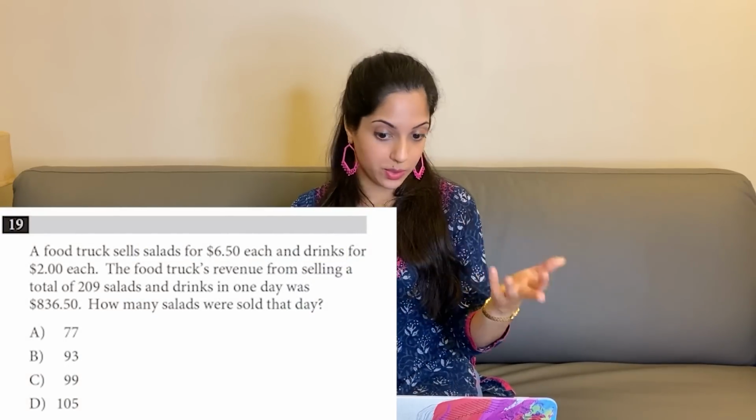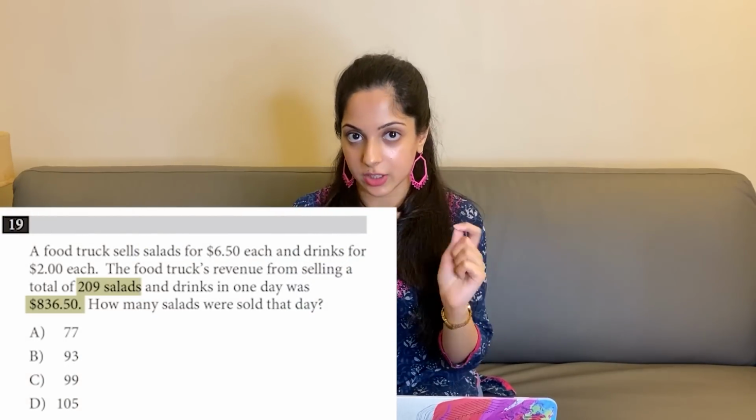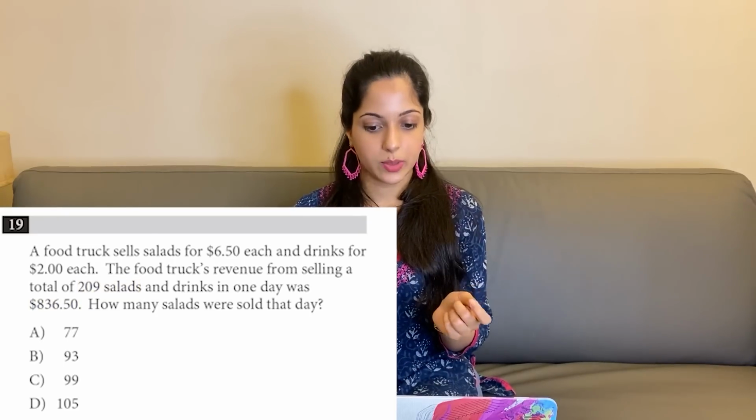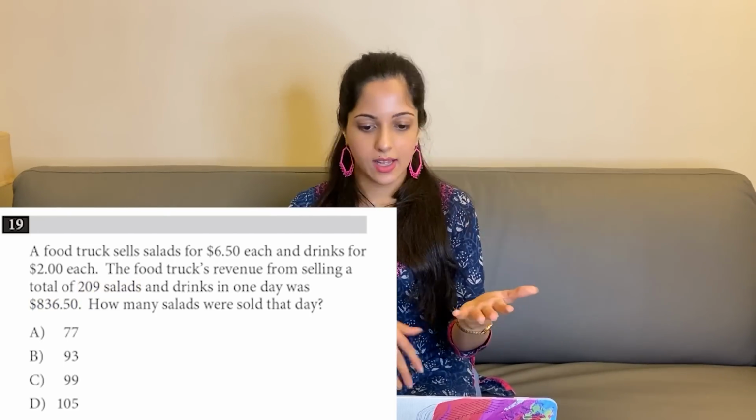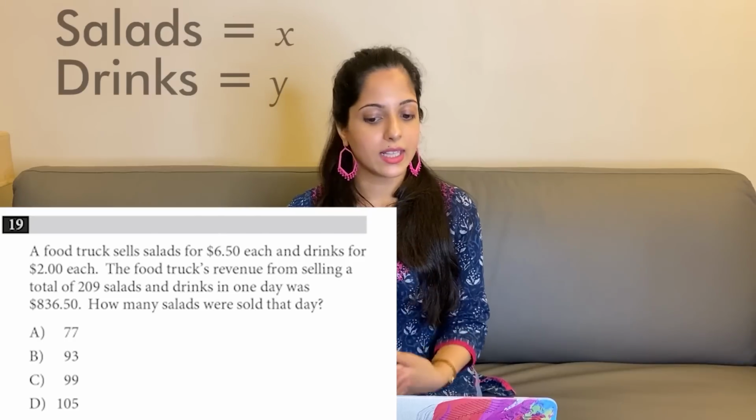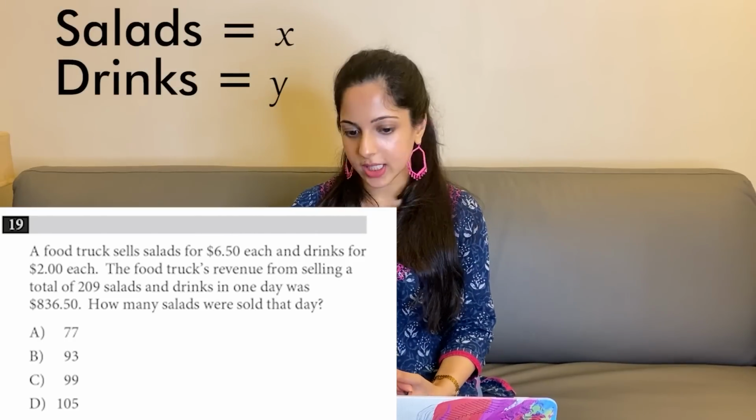Clearly, we have to make two equations here, so let's look at what our variables are. Our variables in this case are the number of salads and drinks that were sold. So we know that there's a total of 209, but we don't know how many of those were salads and how many were drinks. So if salads equals x and drinks equals y, x plus y is 209, right? That's fair for the number of items sold.